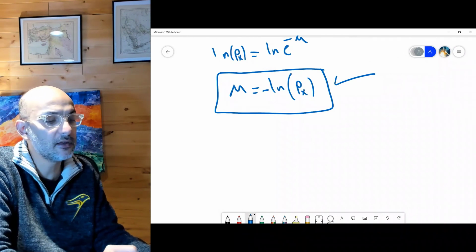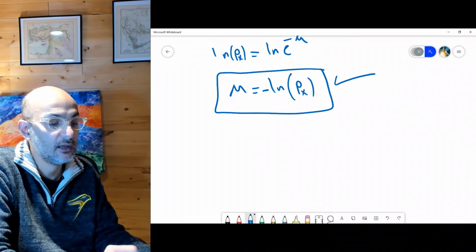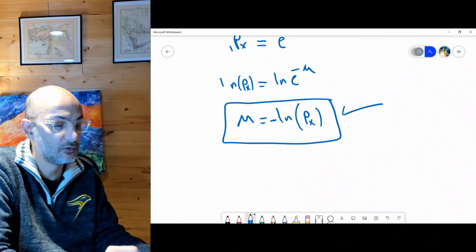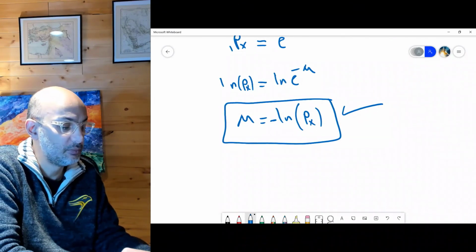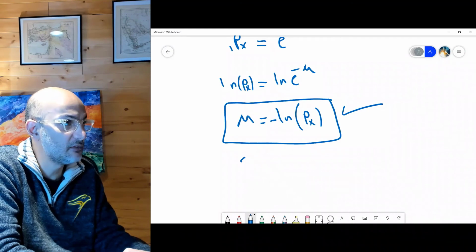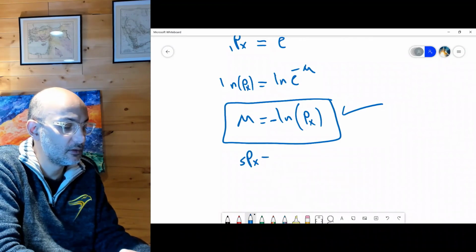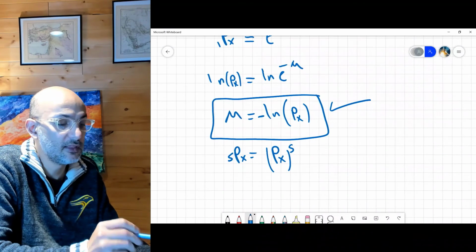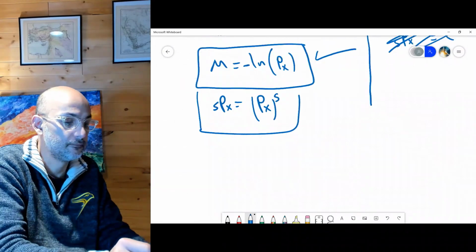But what you can recognize here is also very easy to understand, that s px, if you wanted surviving for s years, is equal to px raised to s, right? It's derived directly from this relationship.